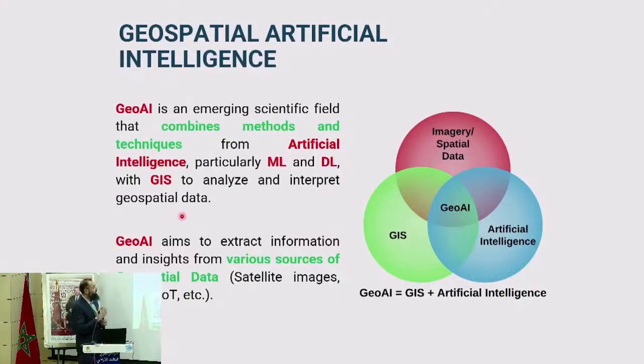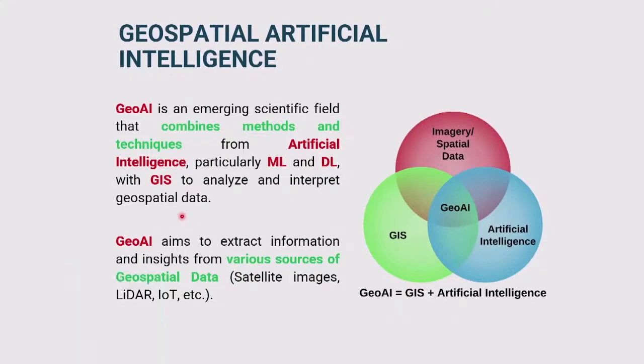So GeoAI can be defined as an emerging field where we try to combine artificial intelligence, particularly machine learning and deep learning. The aim is to carry out advanced spatial analysis to interpret and analyze the data. So it could be applied to various types of data: vector data, raster data, point cloud, 360 images, whatever you want.